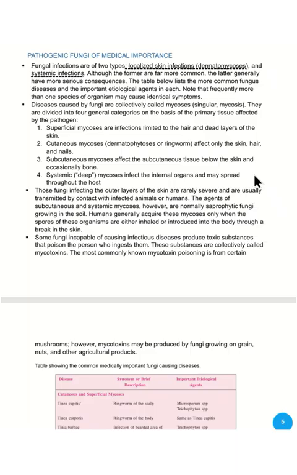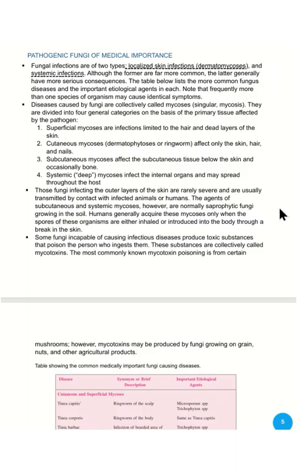Subcutaneous mycoses are at the lower level of the skin, and these affect the deeper layer of the skin and the bone. Systemic or deep mycoses infect the internal organs, for example the lung, the kidneys, the intestine. So there are different infections inside the body.